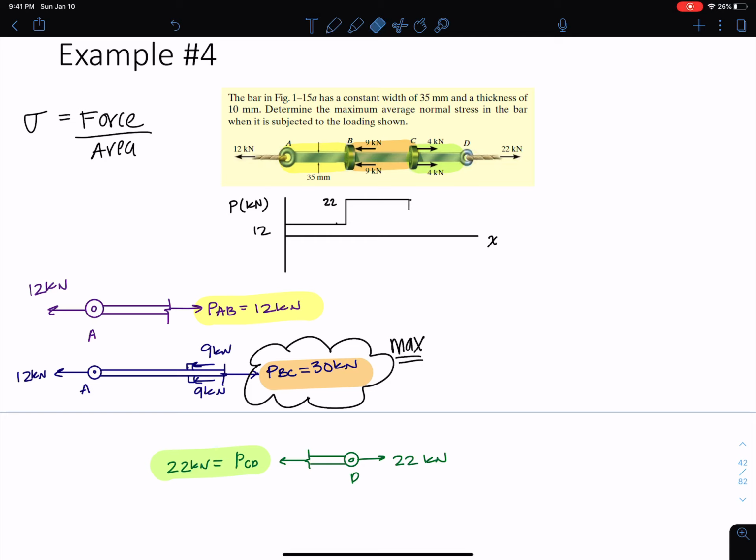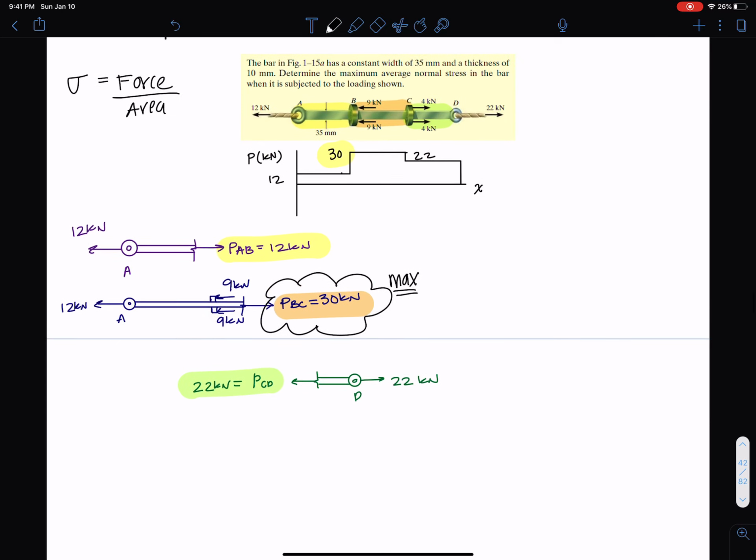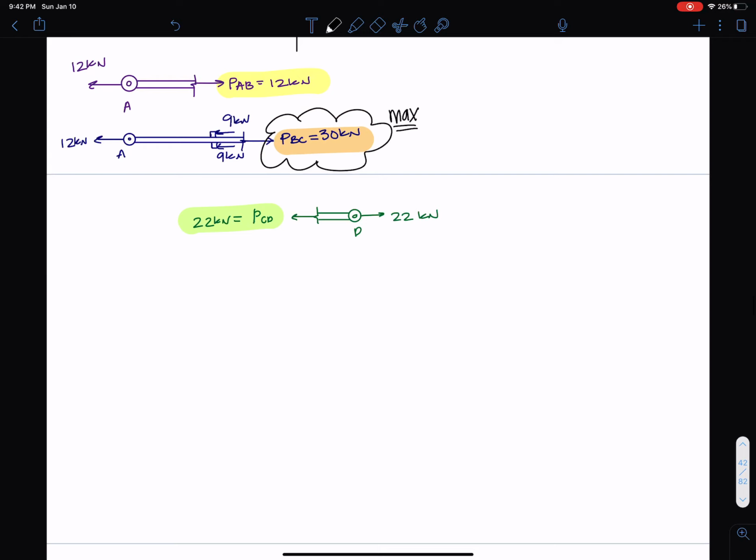Oh, I'm sorry, I counted wrong. This is 30, right? 30. Minus the 8, now we're at 22. And then now we're back down by 22. So either way you do it, here you'll see our max load is this 30, which occurs between B and C. Okay. So max force, internal force.